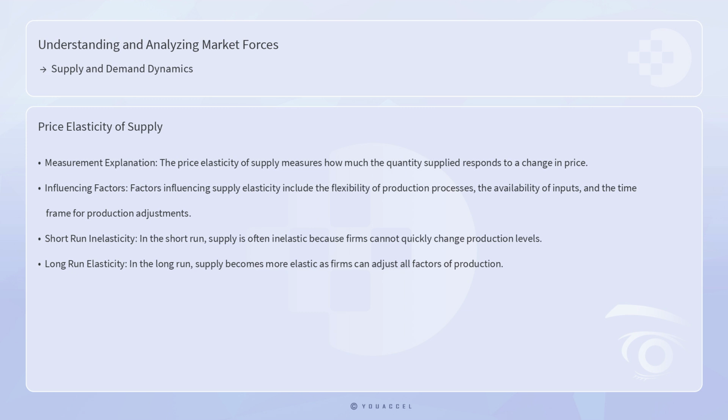Similarly, the price elasticity of supply measures how much the quantity supplied responds to a change in price. Factors influencing supply elasticity include the flexibility of production processes, the availability of inputs, and the time frame for production adjustments. In the short run, supply is often inelastic because firms cannot quickly change production levels. However, in the long run, supply becomes more elastic as firms can adjust all factors of production.